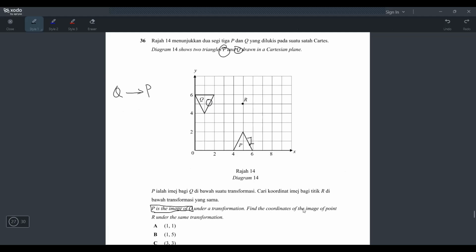Okay, find the coordinates of image of R. It means R is the object lah. So I am trying to find the image of R. So R will be the object, and the R coordinate is 5, 5, 5. Okay, and I'm trying to do it under the same transformation.